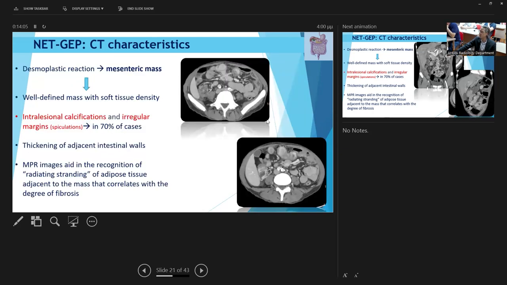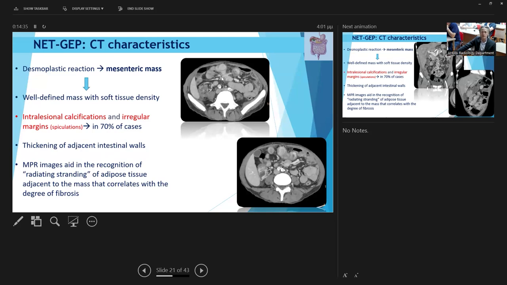Another typical manifestation of neuroendocrine tumor outside the pancreas is the desmoplastic reaction and the mesenteric mass. In most cases, we make the diagnosis of the neuroendocrine tumor due to the presence of a mesenteric mass that is a well-defined mass with soft tissue density, in which we are able to recognize intralesional calcification and irregular margins, called spiculation, that are really, really common.